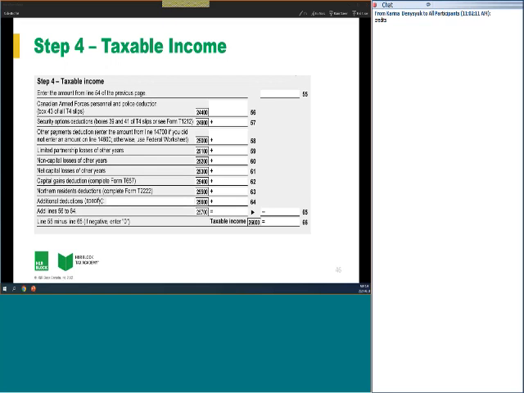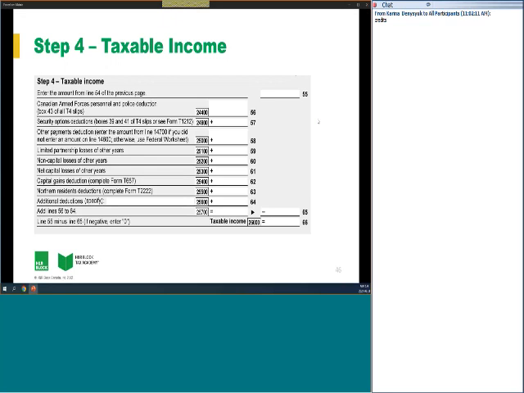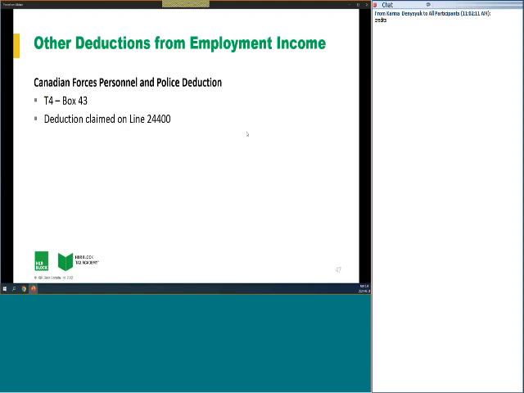So after that, we still have a few things that we need to add for when we're doing net income calculations, but remove before we calculate tax, and that's what we're going to do today, and that is that step 4 of your tax return is where you're going to find it. These are still deductions, so we're still looking at numbers to start with 2. And the first one that I want to talk about is the Canadian Forces Personnel and Police deduction.